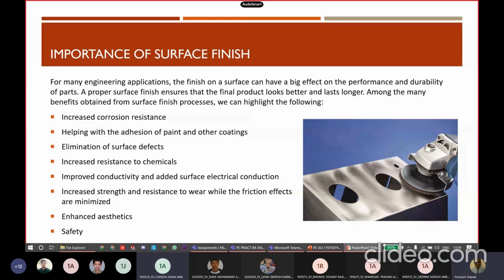And among the many benefits of paint, some of them are increased corrosion resistance, helping with the adhesion of paint and other coatings, elimination of surface defects, increased resistance to chemicals, improved conductivity and added surface conduction, increased strength and resistance to wear while friction effects are minimized, enhanced aesthetics and safety, as the rough edges and burrs left can be a serious health risk too. So it is important to remove those risks by finishing the surface properly.